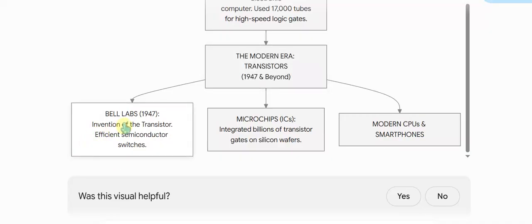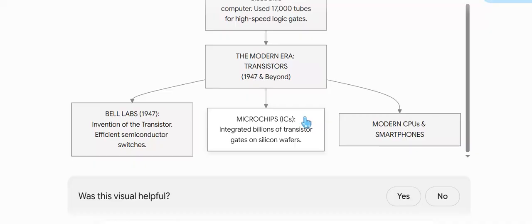Especially Bell Labs invented the transistor and efficient semiconductor switches. And then they came to microchips. IC means integrated circuit, where multiple circuits were integrated and brought to a small scale. All right, so afterwards you can see a particular board was there, the motherboard design.